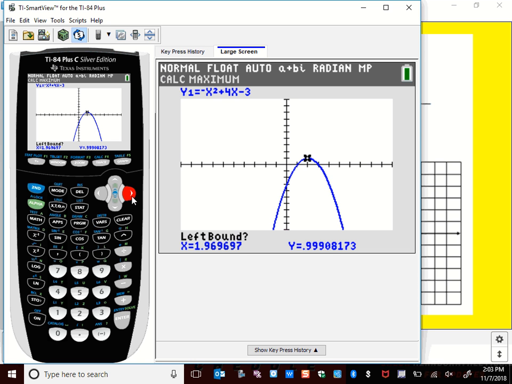Okay, so once we look at this, I'm just letting it blink. My calculator says left bound. I go to the left 2 or 3 times, I hit enter. It says right bound. I go to the right 2 or 3 times, I hit enter. It says guess. Yes, I want you to guess. My maximum is at 1.99999, whatever, and 1. I can round this up to 2. So my vertex is 2, 1. Or my maximum, sorry, is 2, 1. Do we all understand how we found that vertex based on the maximum?